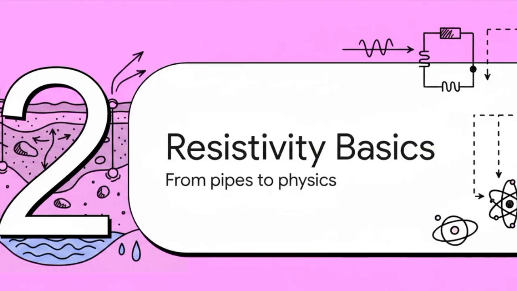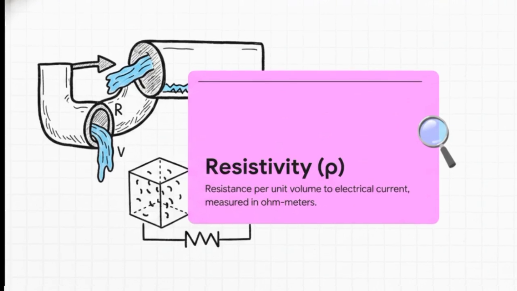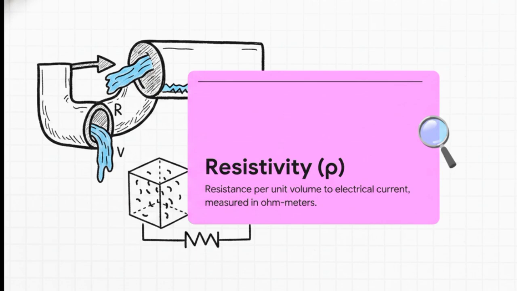Section 2. Electricity and Resistivity Basics, From Pipes to Physics. To actually understand how we can see underground without digging a single hole, we've got to start with a little physics, specifically Ohm's law, and this core concept called resistivity, which scientists represent with the Greek letter rho. To make this easy to visualize, think of electricity flowing through a wire, kind of like water flowing through a pipeline. The electrical current, that's the actual water discharging from the pipe.